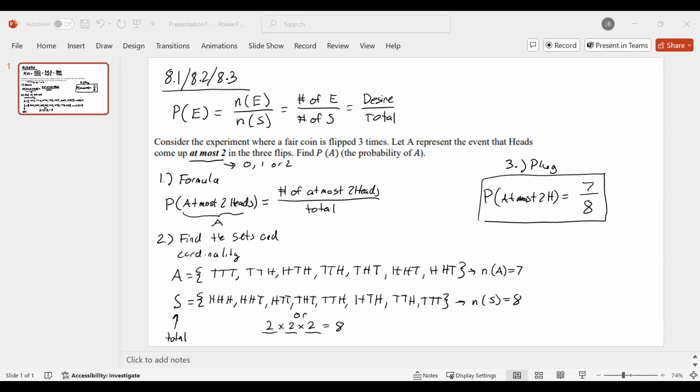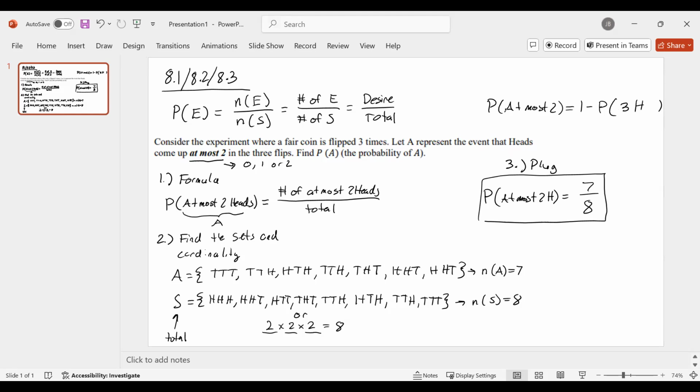Now, if you want to be super clever, you can do this. I don't recommend that you do this unless you feel really, really comfortable. But there is a cheap way of doing it, and it's using the complement rule, where the probability of at most 2 is equal to 1 minus the probability of the opposite, which is more than 2, which would be 3, right?